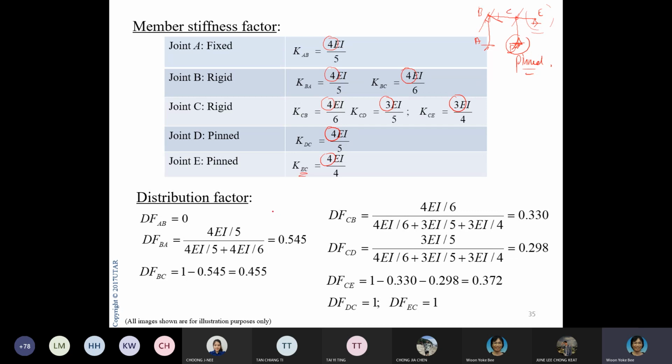Next, the distribution factor. So distribution factor, same thing. Wall will be 0. BA, you look at your B and your C. BA and BC. So this is BA. This is BC. Okay, so just fill in all the ratios there. So once you have done that, CB, joint C and joint D. Now, DC and EC, because they are pinned, your distribution factor is 1.